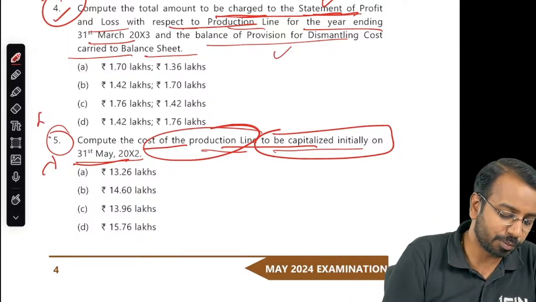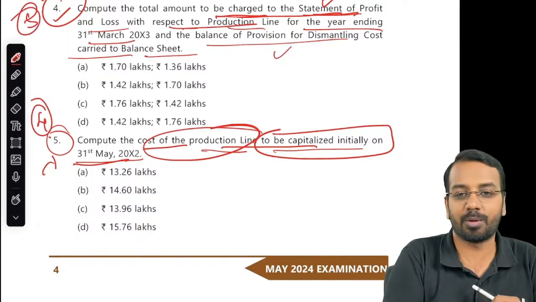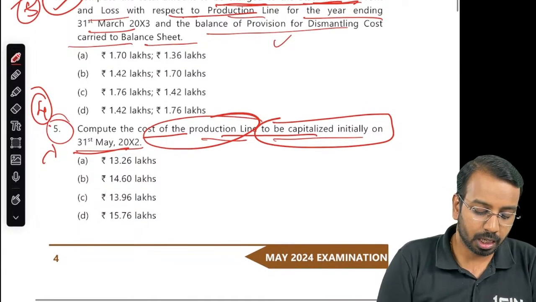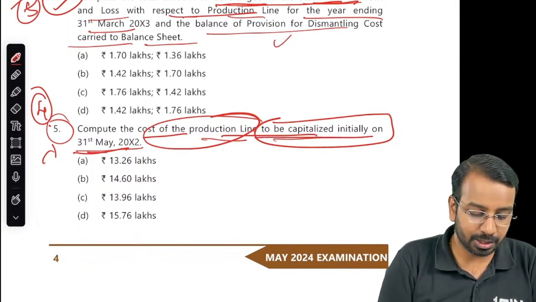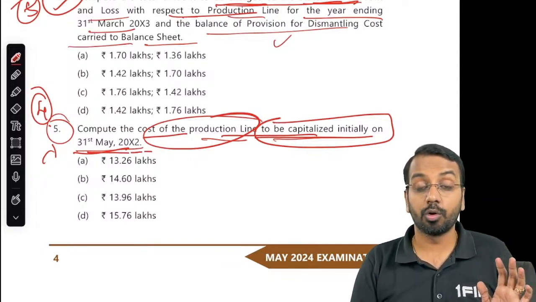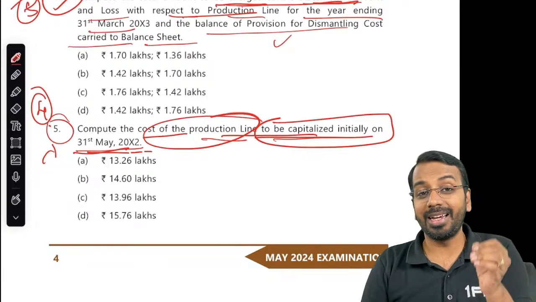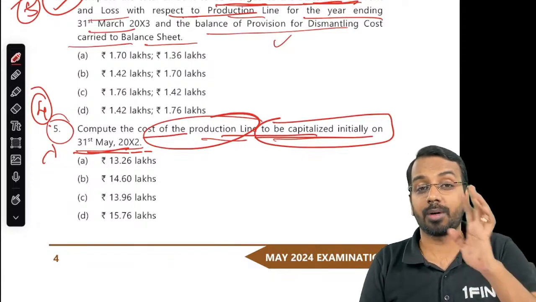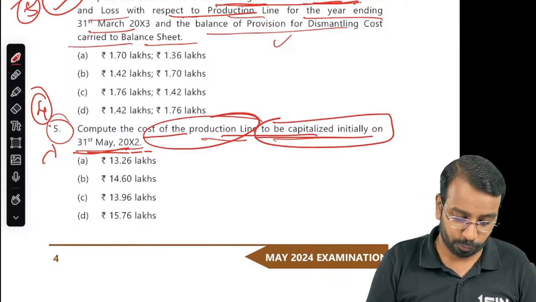Technically speaking, this has to be question number 4 and this has to be question number 5, but they are flipped. No problem. Compute the amount to be capitalized initially on 31st May. Now one very important trick that I am telling all of you: no need to prepare a detailed solution like you do in a 5 mark or a 6 mark question. For example, I'll just show you.